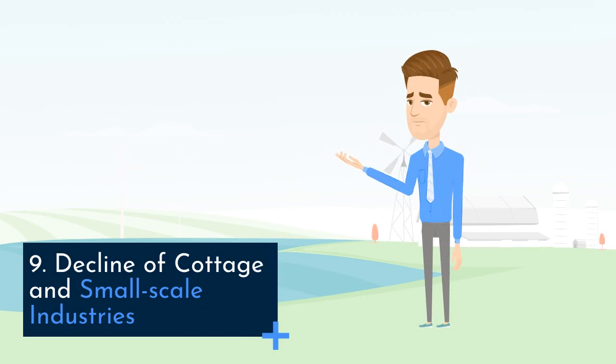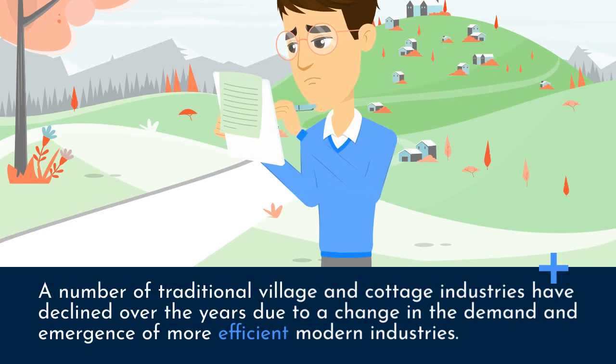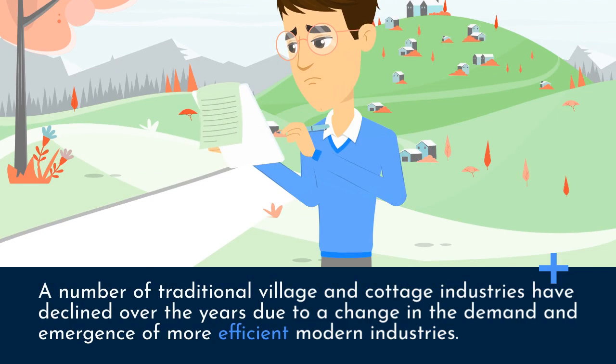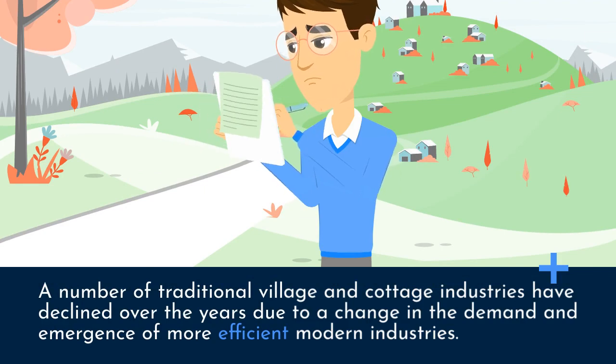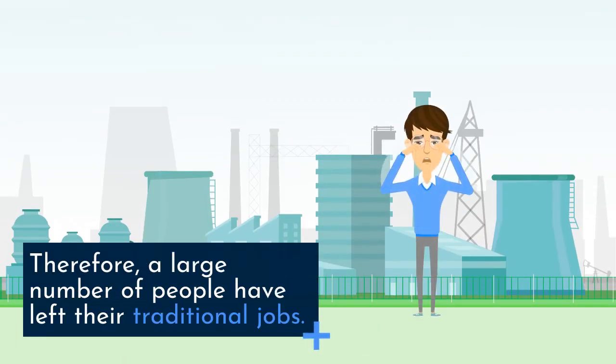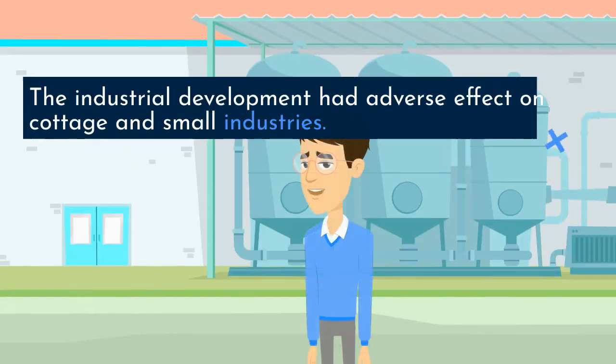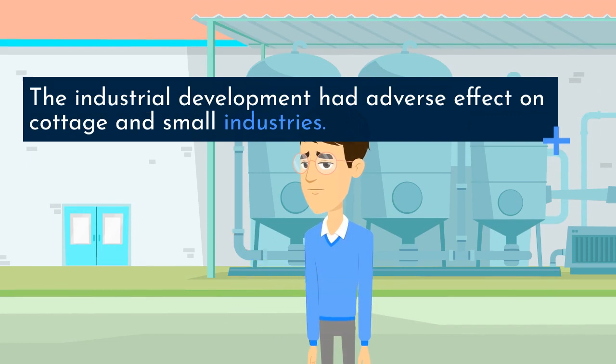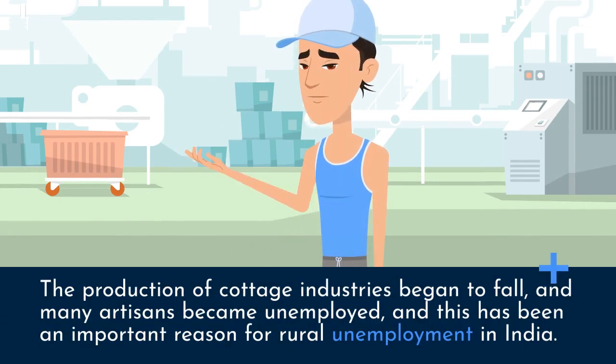9. Decline of cottage and small-scale industries. A number of traditional village and cottage industries have declined over the years due to a change in the demand and emergence of more efficient modern industries. Therefore, a large number of people have left their traditional jobs. The industrial development had an adverse effect on cottage and small industries. The production of cottage industries began to fall, and many artisans became unemployed, and this has been an important reason for rural unemployment in India.